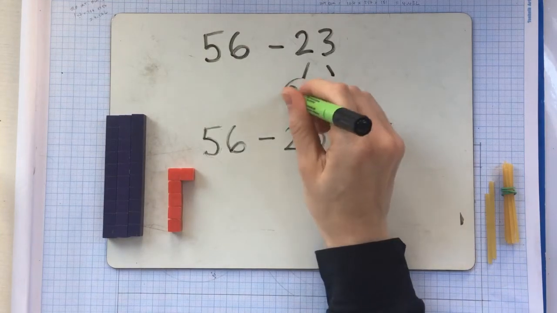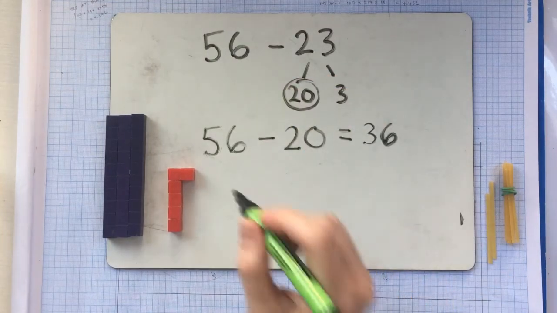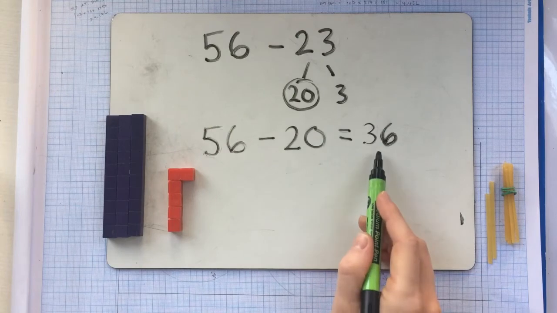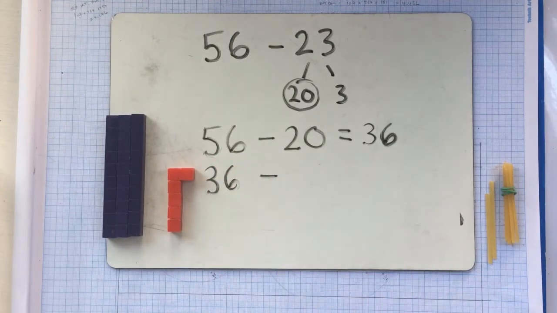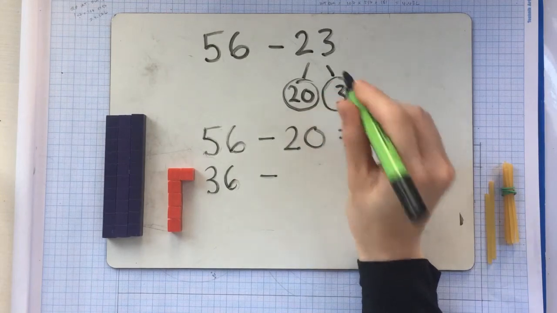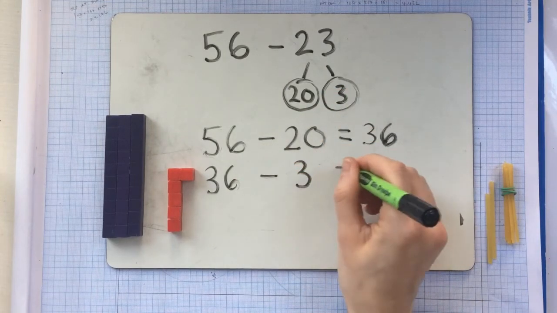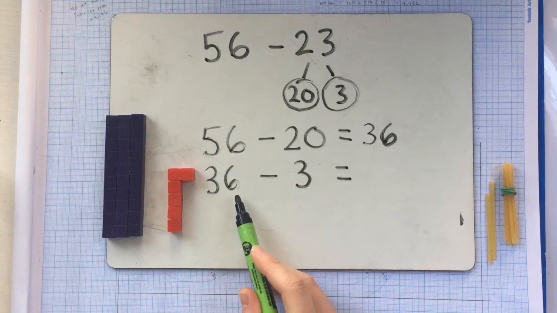Now that I've done that pretty easily, the next step is to subtract the 3. So that answer becomes the first number of my next equation. And then this time I'm subtracting the 3 ones. And again, just like I showed you earlier, try and get them to think about what number fact would help them.